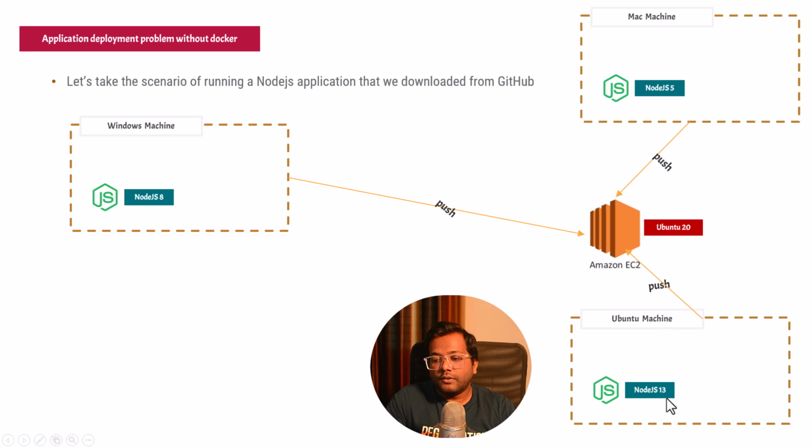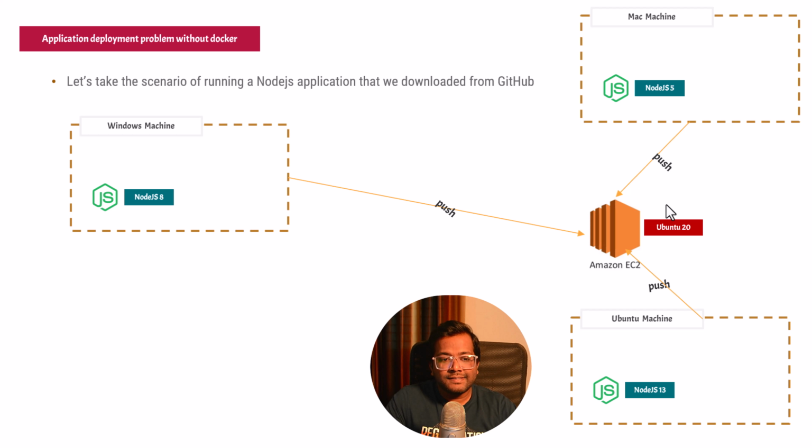Let's say for the Ubuntu machine, it is Node.js 13. So it has a greater version than the version which is installed on the remote Amazon EC2 machine. This will also create problems, because there can be a dependency resolution issue. There can be operating system based library building issues. So there are n number of issues because there is a difference in the operating system.